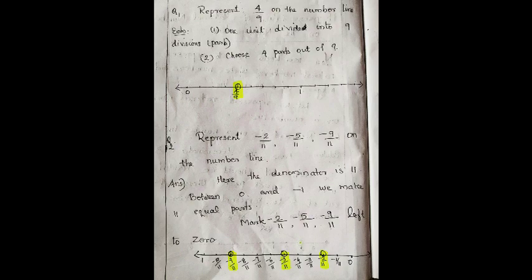Moreover, all the numbers are negative, so we should choose 0 and negative 1. That means all these rational numbers are left to 0. So, you can see in the note the marking of these 3 rationals.